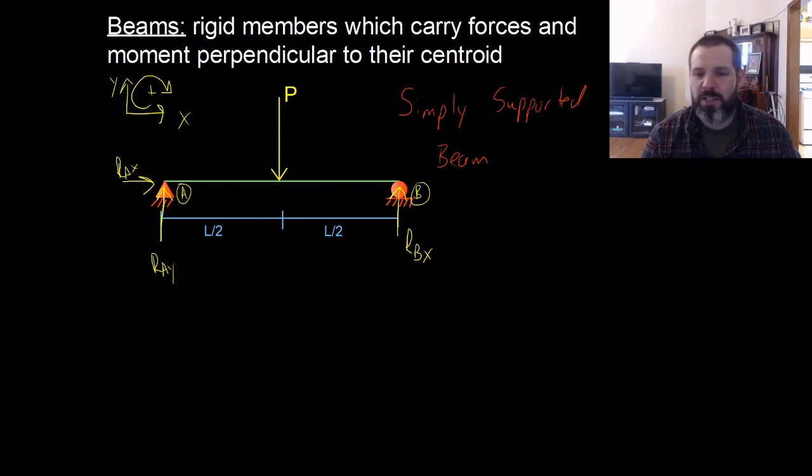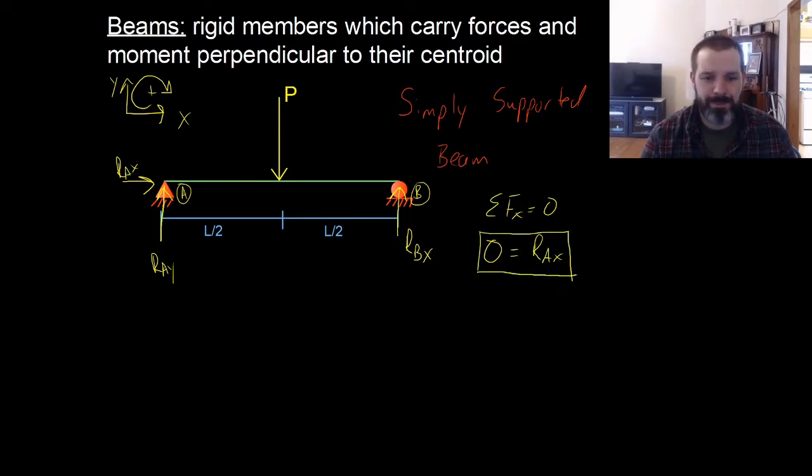If we start out with the easiest one and sum the forces in the x direction, they have to equal 0. 0 is going to equal RAX. So right off the bat, we learn that RAX is equal to 0.